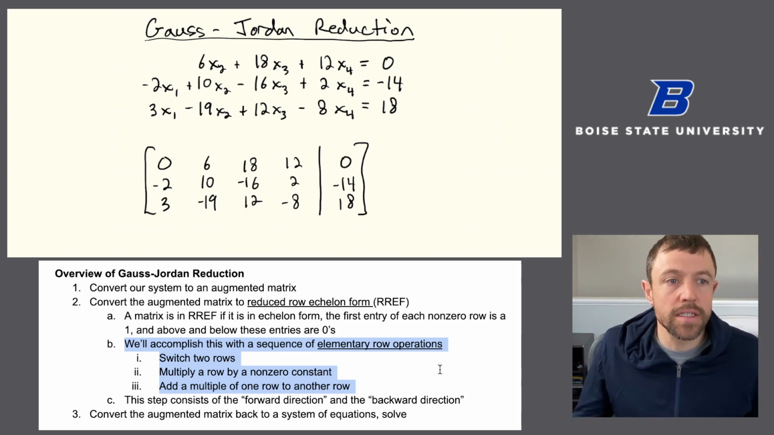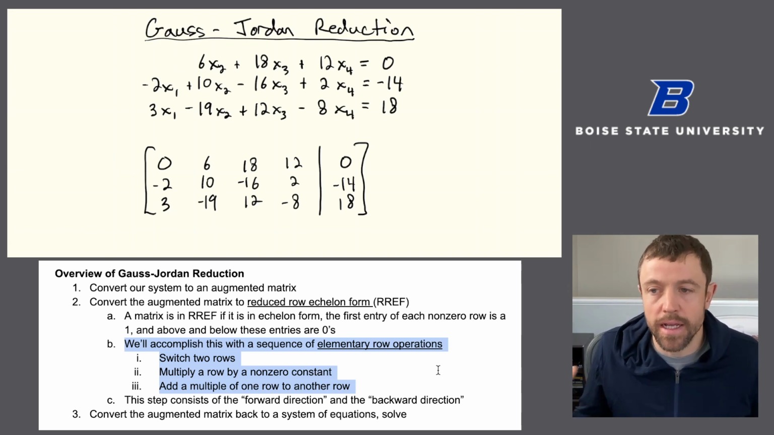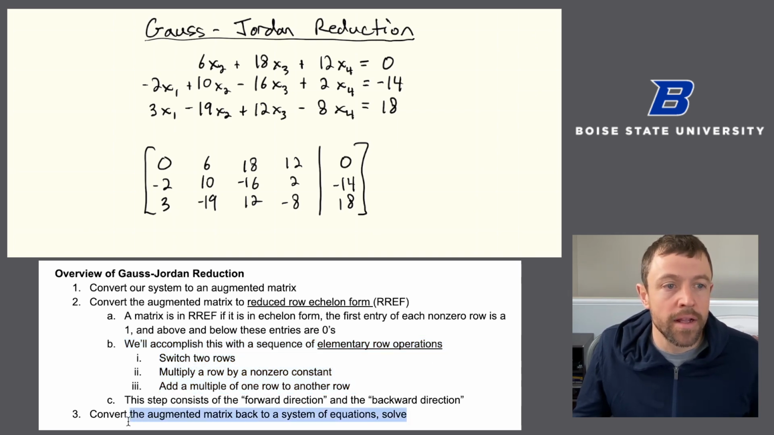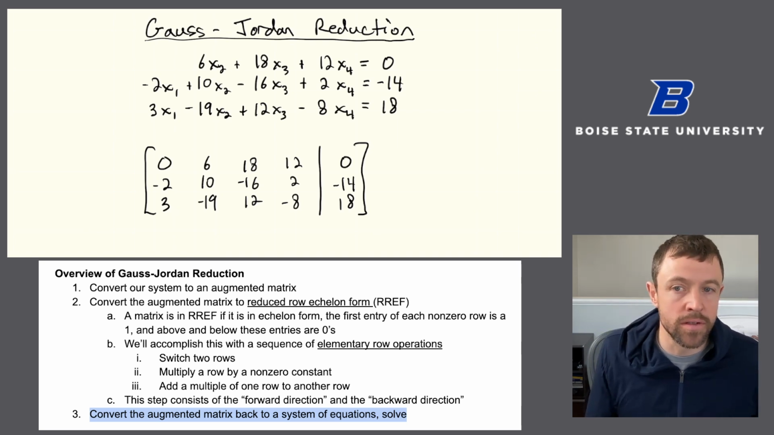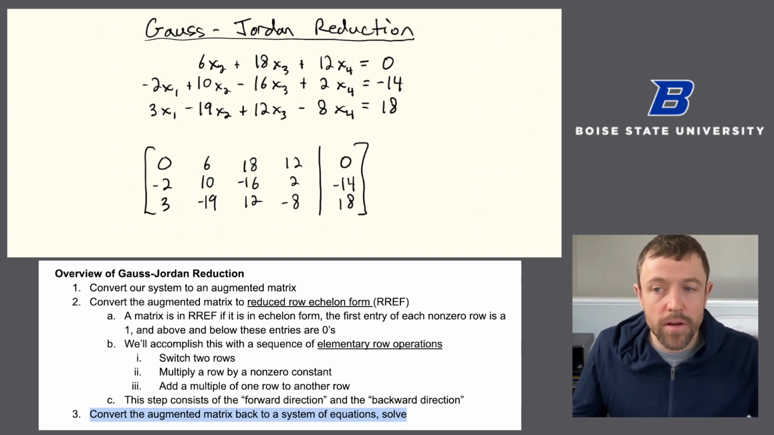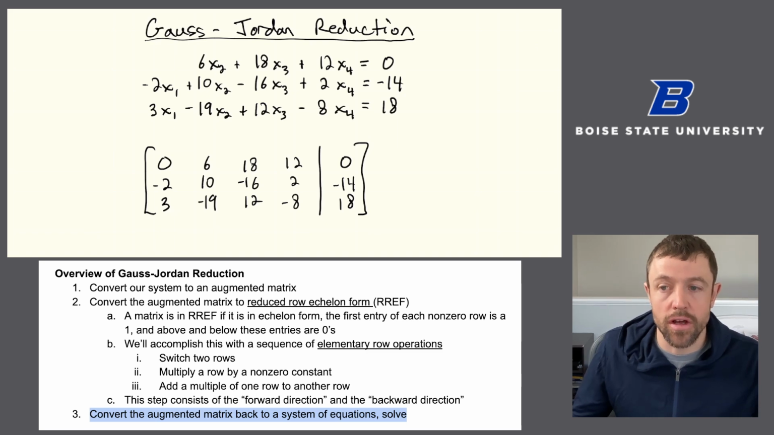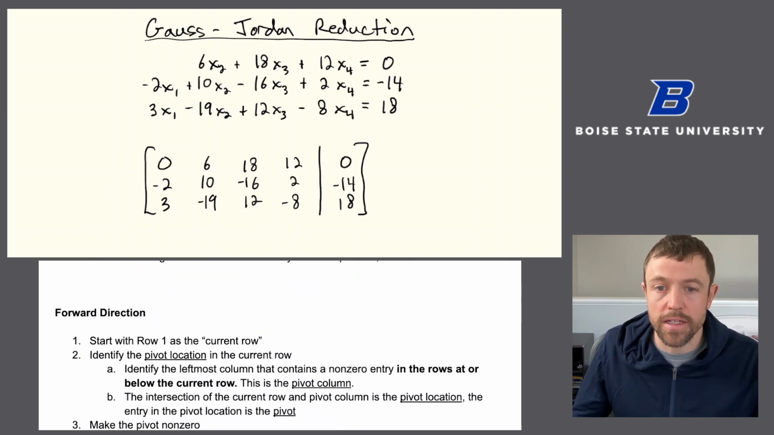Okay, so this is the meat of the algorithm, applying this series of row operations. Once we're done, we'll have a matrix in reduced row echelon form that is relatively straightforward to solve once we convert it back into a system of equations. All right, so the first part of the process is to take this matrix and turn it into just echelon form, not reduced row echelon form. And this is what's known as the forward direction of the process.